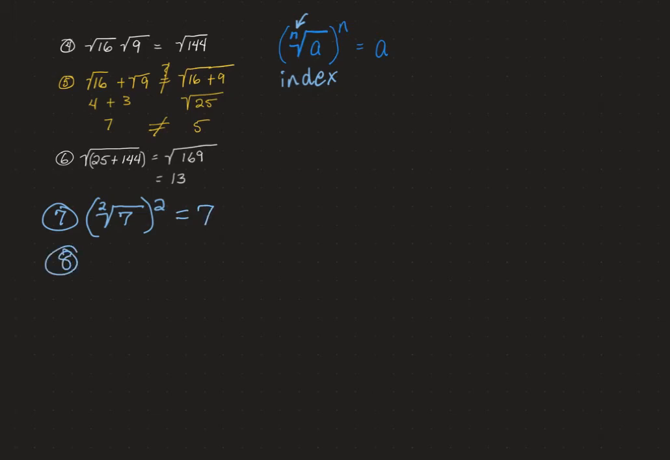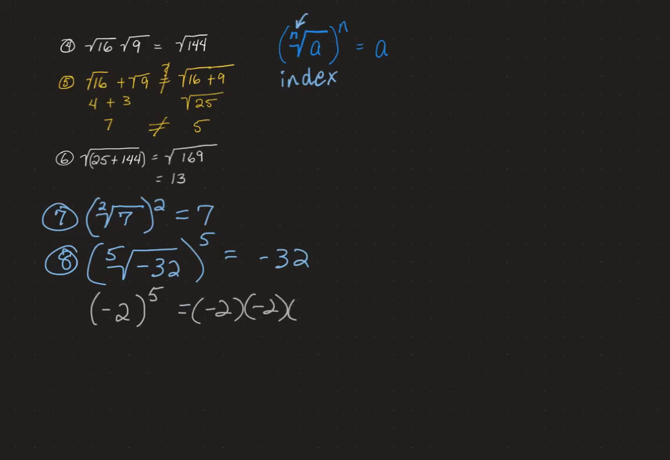Likewise, if we have the fifth root of negative 32 to the fifth, we would have negative 32. Really? Are we sure? Let's check this one out. Well, the fifth root of negative 32 is negative 2. So negative 2 to the fifth would give us negative 2 times itself 5 times, which would look like this. And it is equal to negative 32.